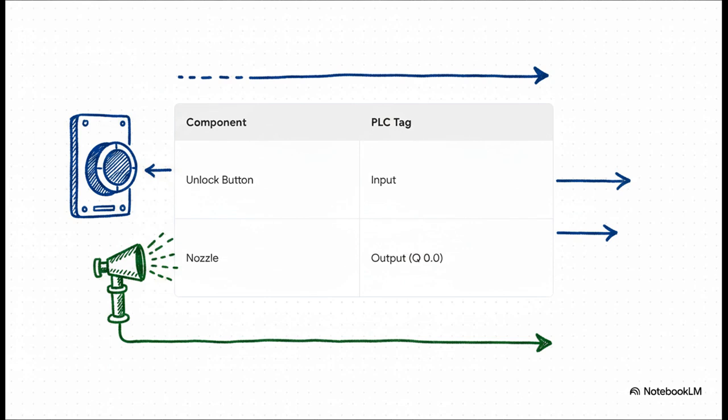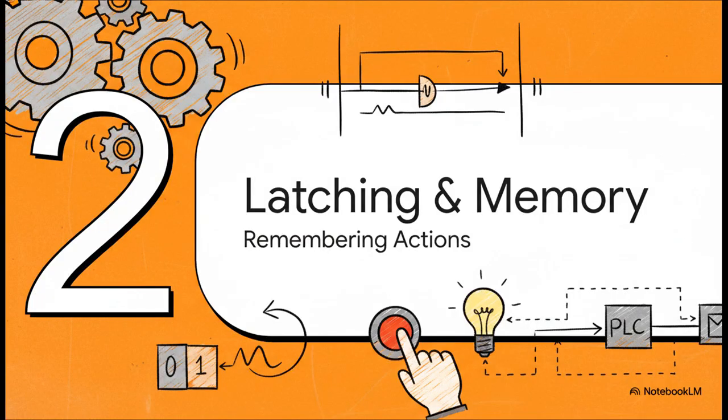We've got our unlock button functioning as our system's input, then we have the sanitization nozzle functioning as our output, and we'll assign it the specific address of Q0.0. Grounding these abstract addresses right from the jump is absolutely crucial. This way, when our logic eventually tells Q0.0 to turn on, we know that literally means fluid is spraying out of the physical nozzle.